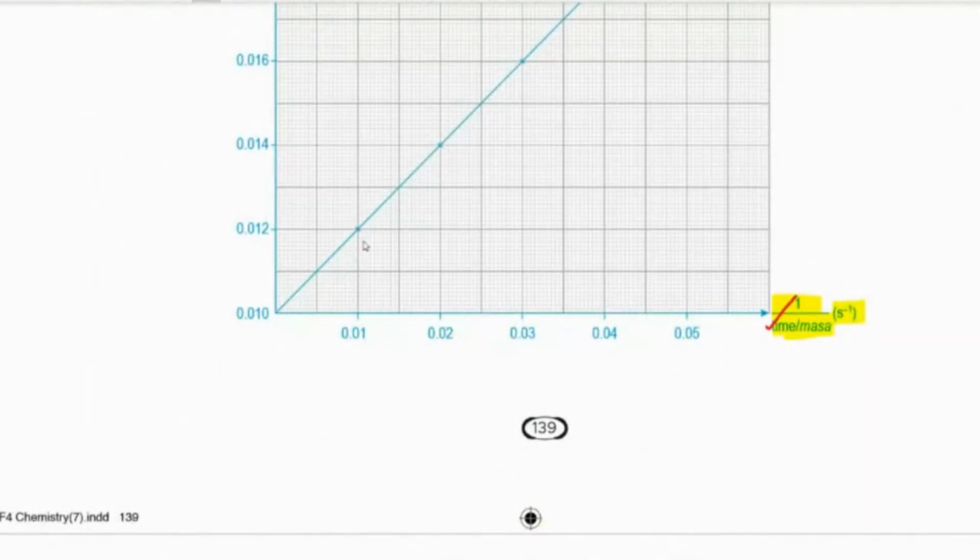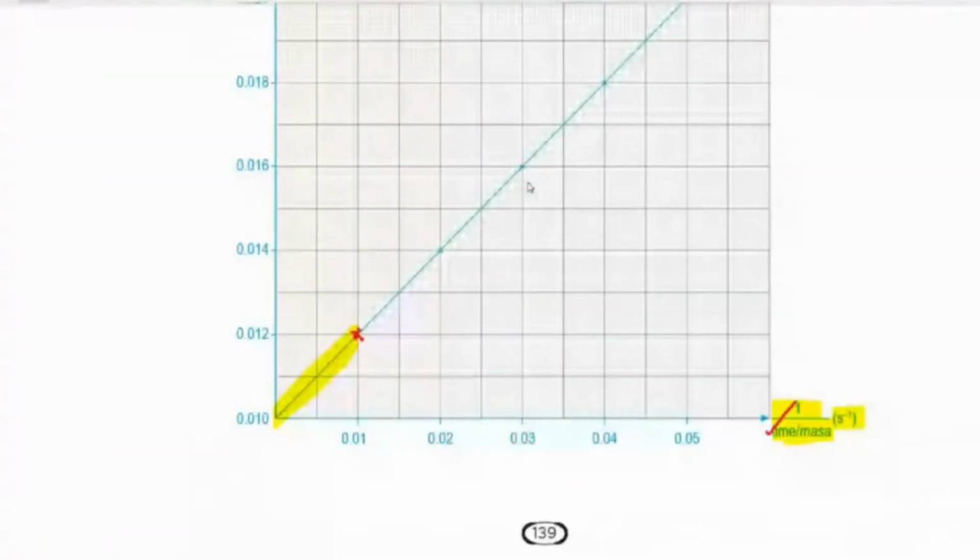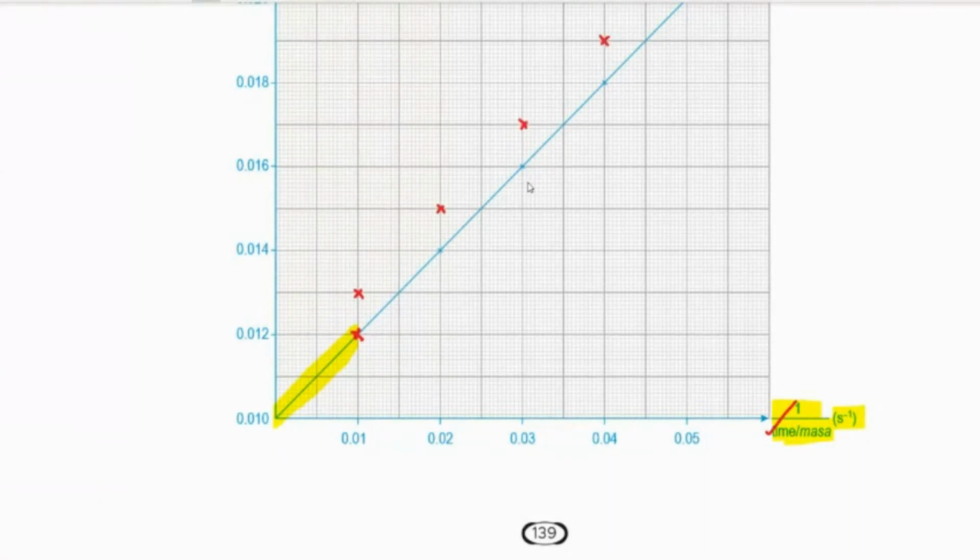So class, for this part, actually no need to draw. You just start from here. Why? For this case, it's okay because if you extend it to 0, here is still a straight line. But sometimes in the exam, for example, I show you an example, you'll get a graph like this. Straight line.